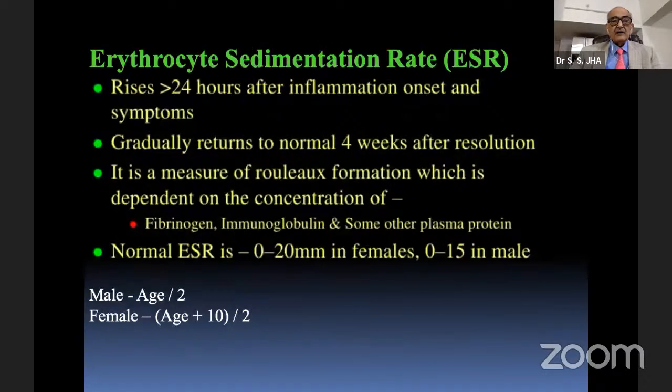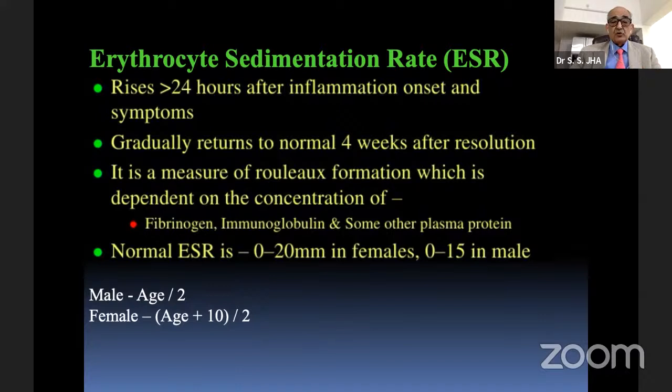So ESR rises more than 24 hours after inflammation onset and symptoms. It gradually returns to normal, but takes 4 weeks for resolution. It is a measure of rouleaux formation, which is dependent on the concentration of fibrinogen, immunoglobulin, and some other plasma proteins. So aberrations of fibrinogen, immunoglobulin, and other plasma proteins can keep the ESR at a higher level.